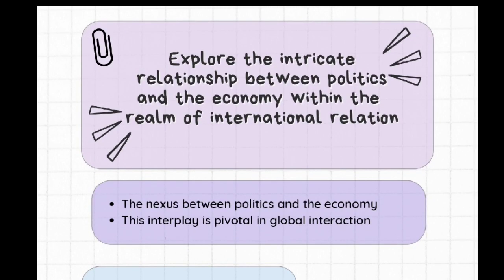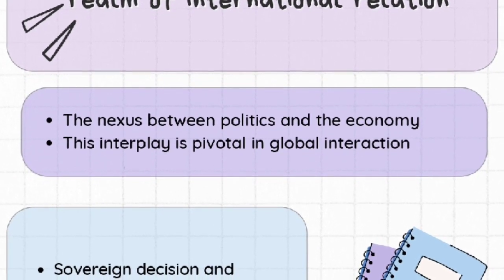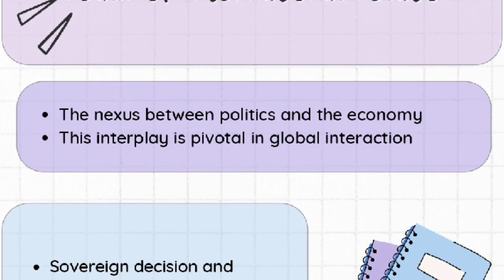Let's move on to the last question, which is to explore the intricate relationship between politics and the economy within the realm of international relations. In international relations, the nexus between politics and the economy is complex and multidimensional. Political decisions often have significant economic repercussions, and economic conditions can heavily influence the political landscape. This interplay is pivotal in global interaction among states, organizations, and actors.